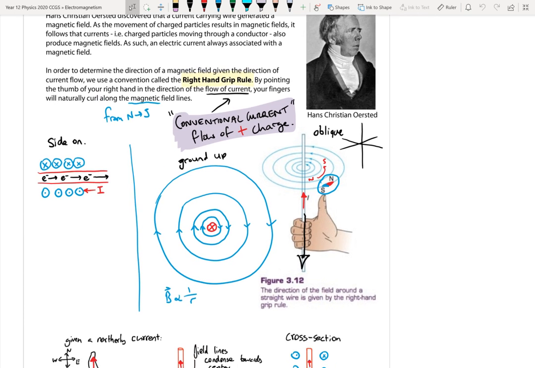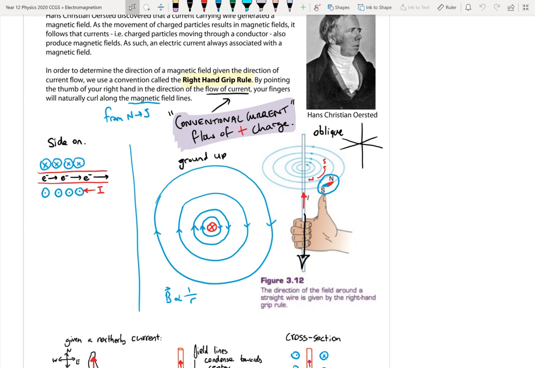Now, this is an oblique view where you can see all 3 dimensions. And so what I would have done is I would have said, let's look from below. If I looked down here and looked up the wire, I would see current travelling away from me. So let's draw that. Let's change our orientation. Okay, my thumb points into the page. And from this perspective, your fingers are going to be rotating around clockwise. Okay? There's another way to look at it.